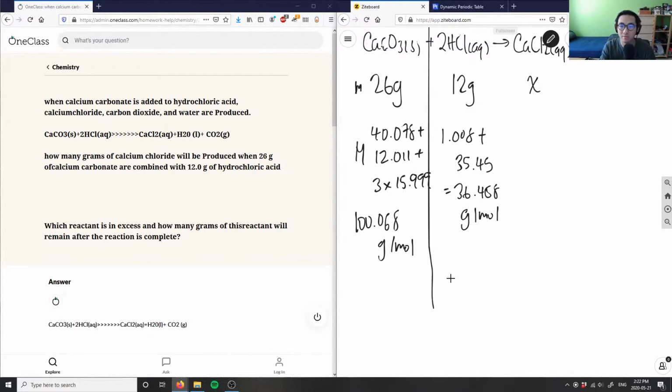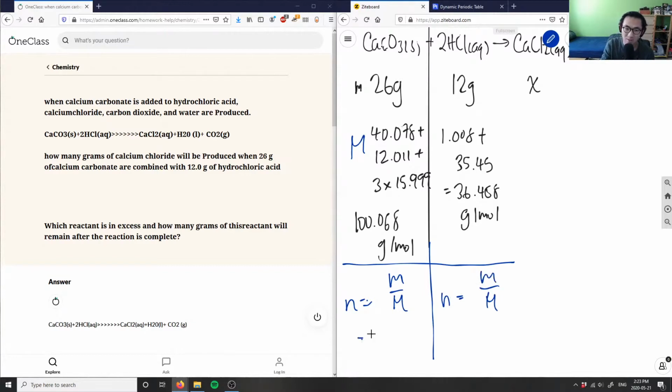And what I can do now is find my moles. I want to find the moles of these two compounds. So the moles is simply going to equal my mass divided by molar mass, so n equals mass divided by molar mass. For calcium carbonate, that's 26 grams, the mass of calcium carbonate, divided by the molar mass of calcium carbonate, which is 100.068. I'm going to get a value of 0.2598.